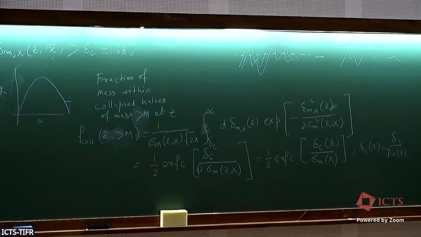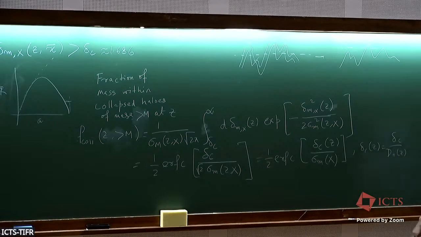Which one? 1.686. Why do you say it has to remain the tail of the Gaussian? If sigma m is much larger than 1.686, then it's all within, so you will have a lot of collapses there. So it will now depend on your calculation of sigma m. And we will see how these things evolve with redshift.